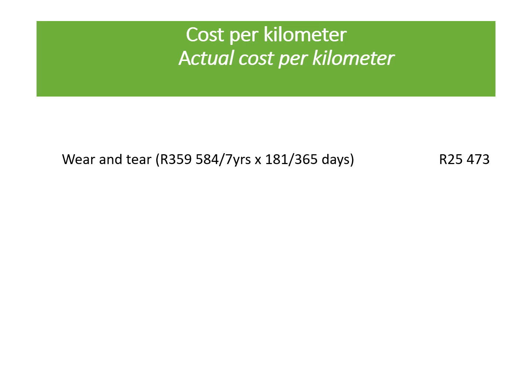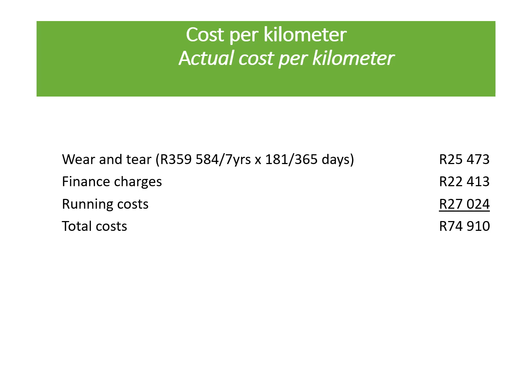That gives us 25,473 Rand. And the finance charges that related to the period September to February, so we don't have to apportion that, 22,413, and the same with the running costs, no apportionment, 27,024. That gives us the total costs of 74,910, and that then has to be divided by the 21,000 kilometers that was traveled between September and February. And that gives you an amount of 3.567 Rand per kilometer.